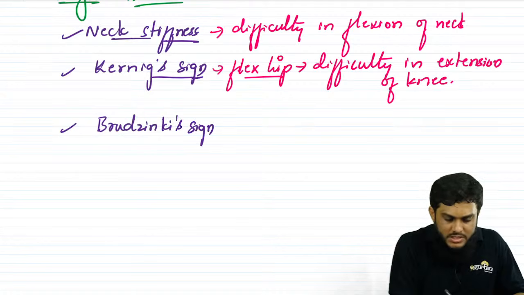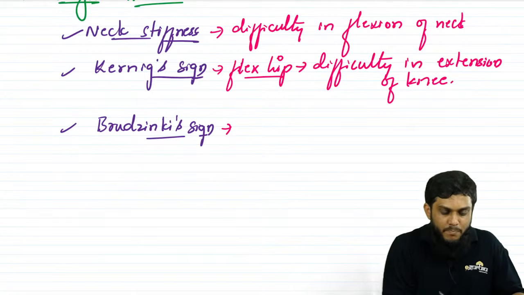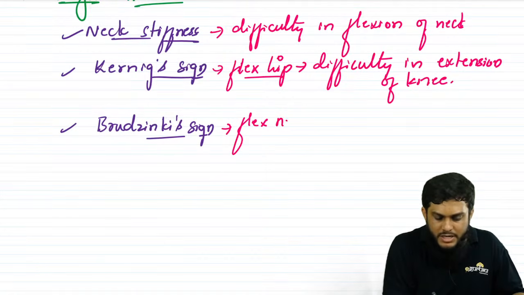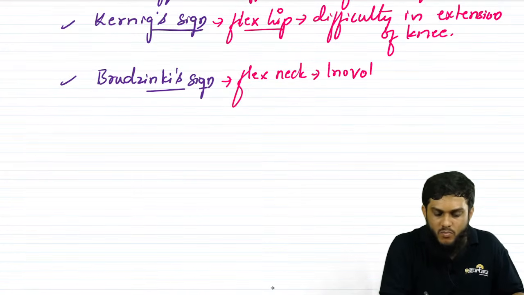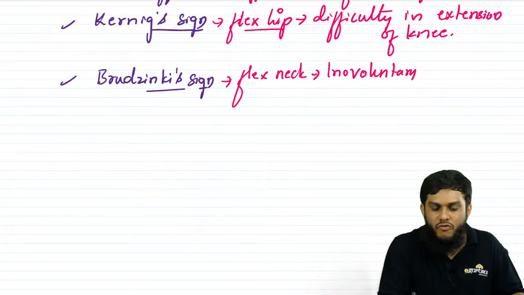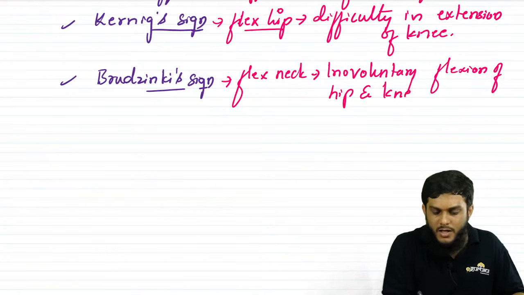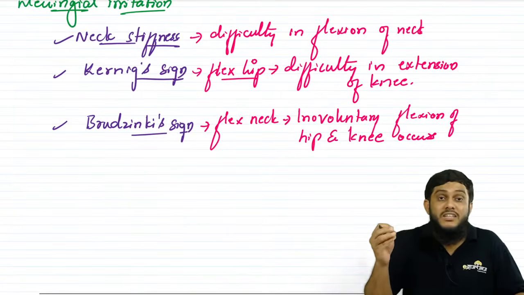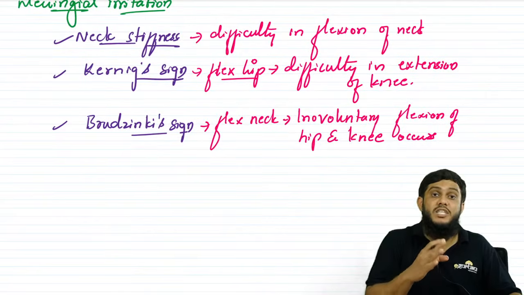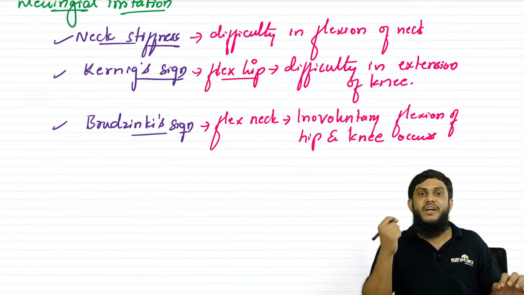What is Brudzinski sign? It is when we flex the neck of the patient, and involuntary flexion of the hip and knee occurs. This is what is known as Brudzinski sign. So these are the three important signs. If these signs are positive, then we can say there is meningeal irritation and the patient is suffering from meningitis.